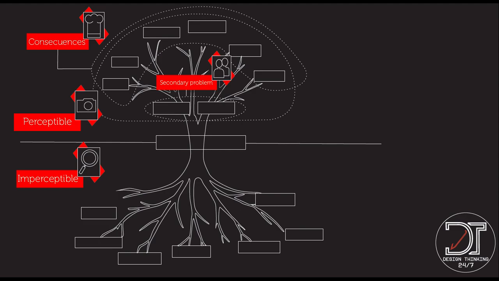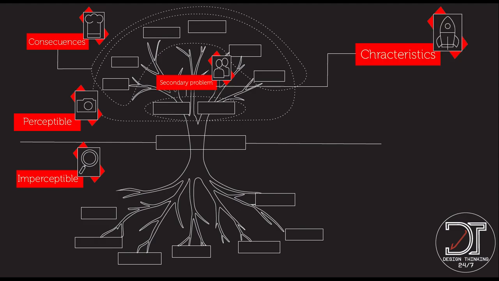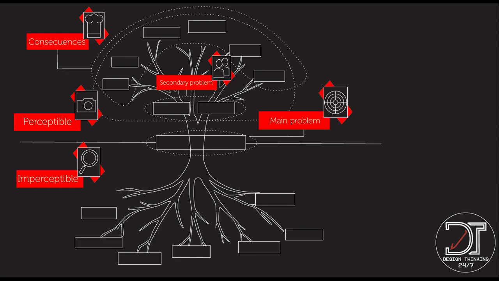After that, you will find the secondary problems. The secondary problems are usually two or three, and they support the consequences. This means that these secondary problems explain why a situation is happening. After that, you can finally find the main problem. The main problem supports the whole situation. Sometimes it's perceptible, sometimes it's not perceptible. It depends on the situation, it's not always the same.